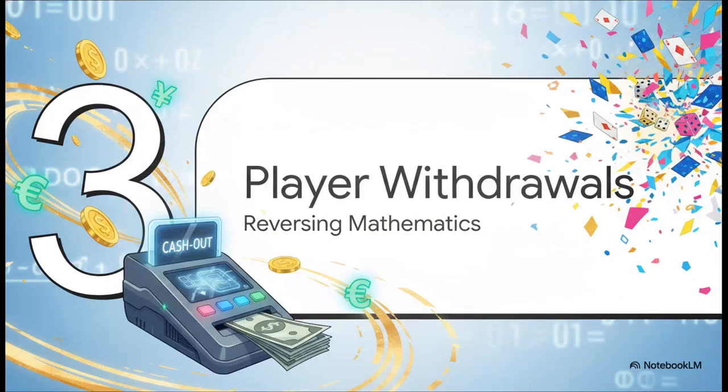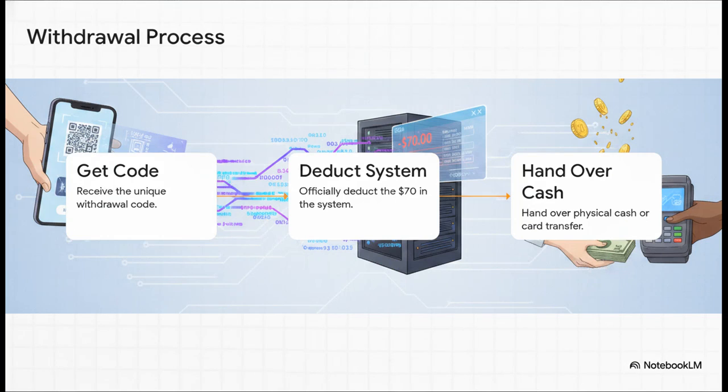All right, Section 3. Processing player withdrawals, reversing the mathematics. So what happens when shifts aren't just one-way traffic? Let's say a player wins $70. You don't just blindly hand over cash from your drawer, right? You must follow this strict mechanical process. Step 1, you receive their unique withdrawal code. Step 2, you go into your system and officially deduct that $70. And only after that system deduction do we hit Step 3, actually handing over the physical cash or initiating a card transfer.